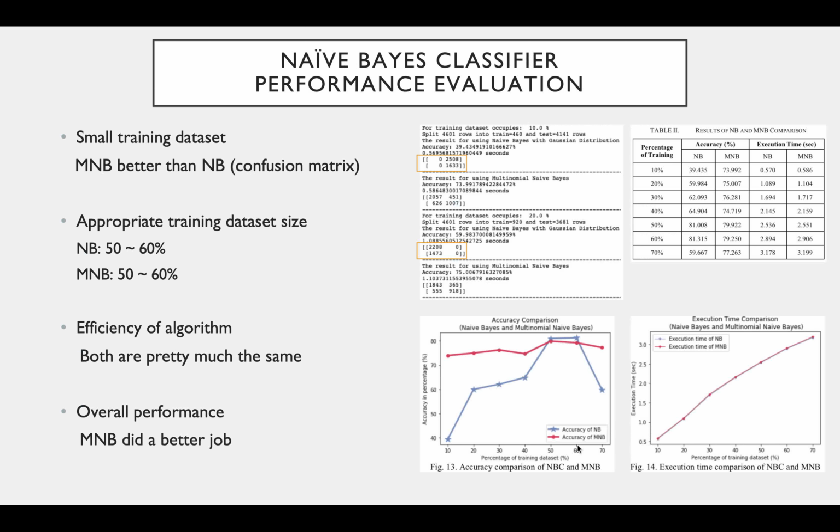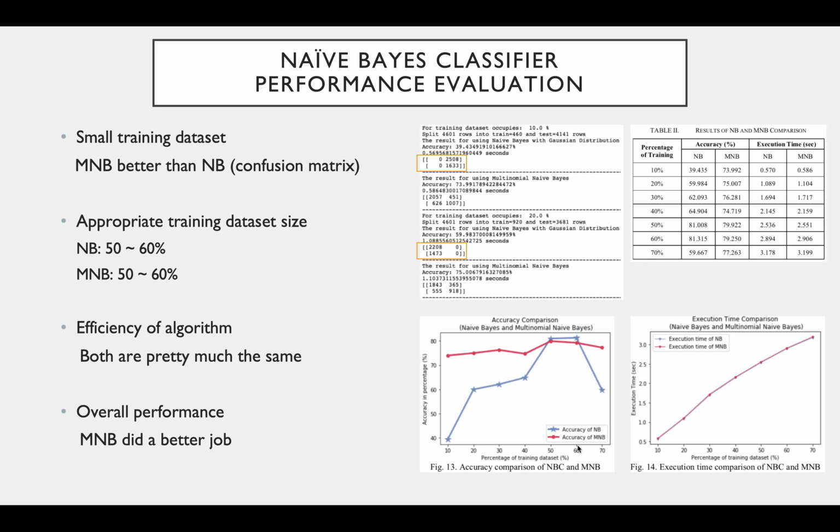Next, I'm going to talk about the performance evaluation for naive Bayes classifier. The figure and the table shown on the right hand side are the results of implementing the naive Bayes classifier. Let's see what we observe when we use small training data sets. We can see from the figure that the multinomial naive Bayes is better than the naive Bayes. We can prove it by seeing the confusion matrix.